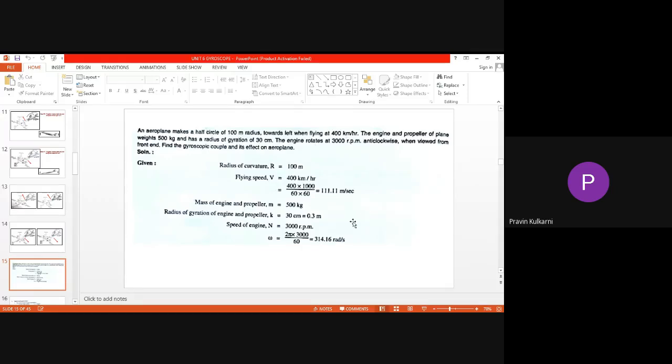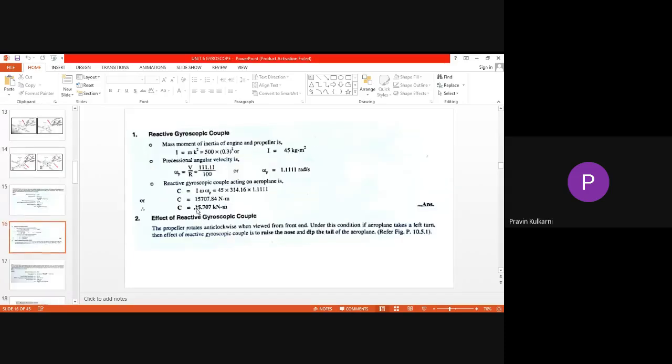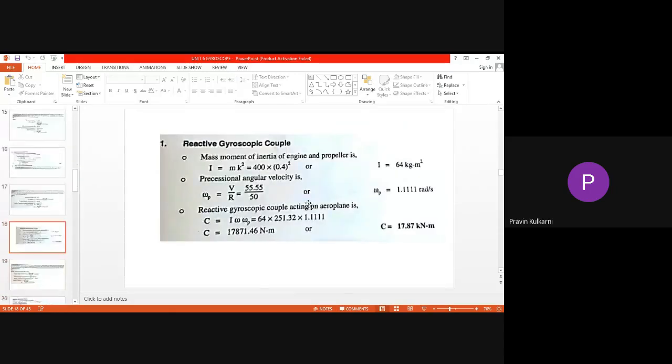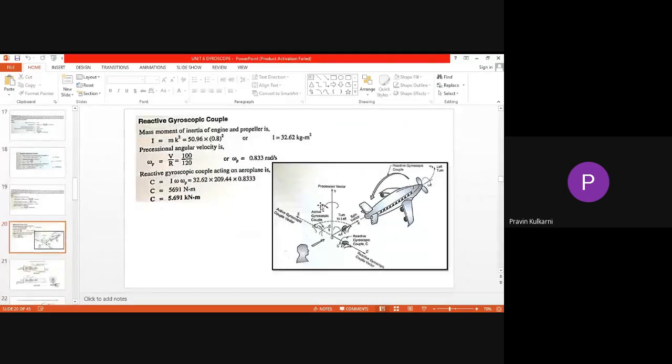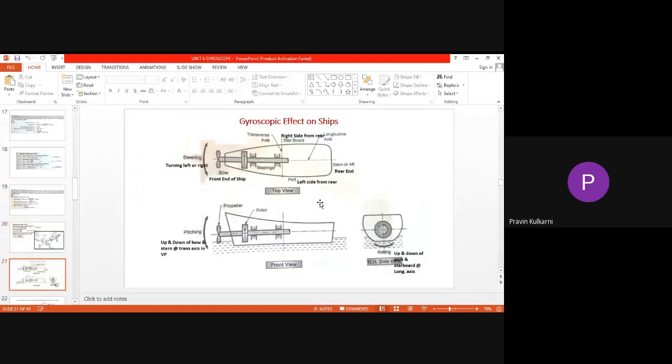and the amount of couple in this fashion. Okay, so C was I omega omega p, and these things are known. An effect is to be shown. Okay, so reactive. These numericals are already with you.